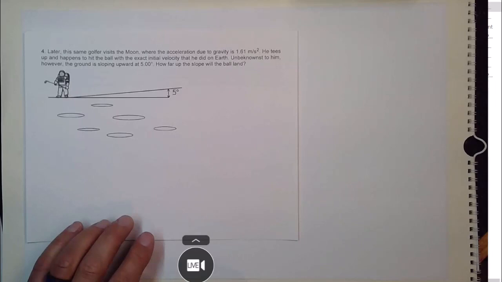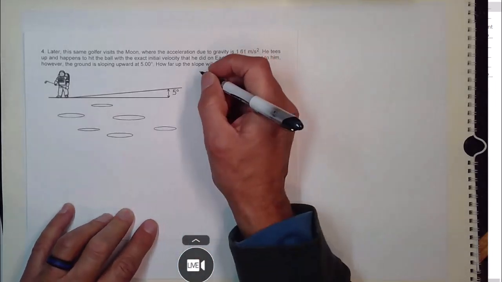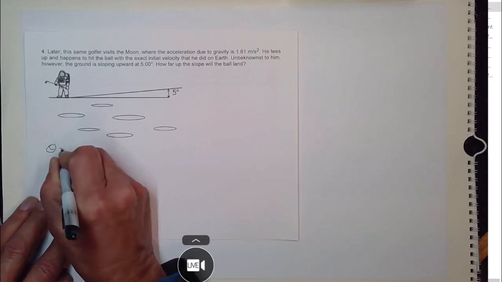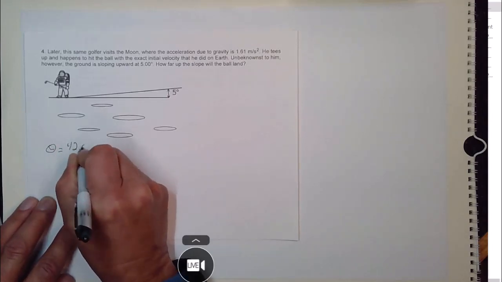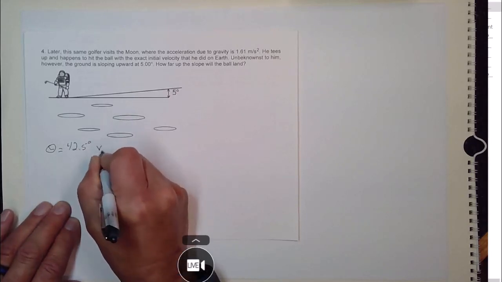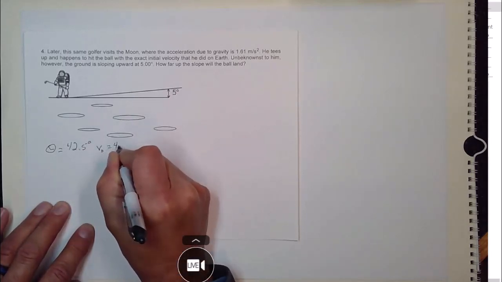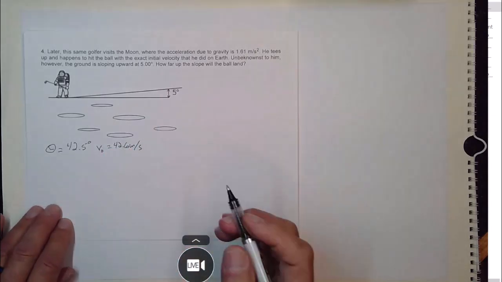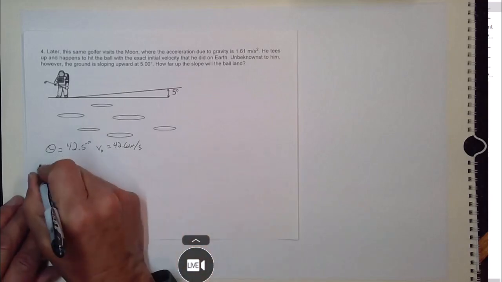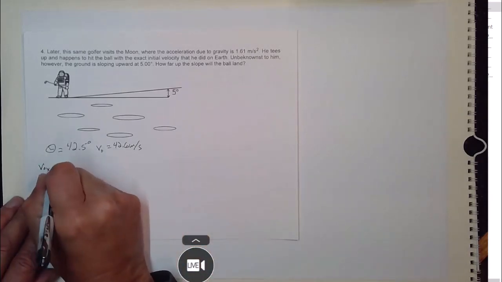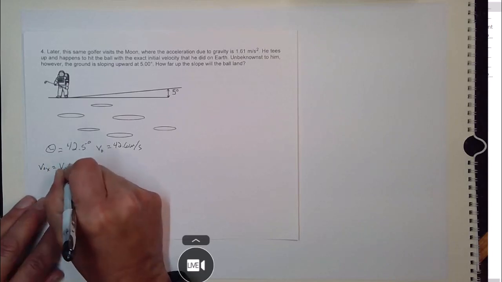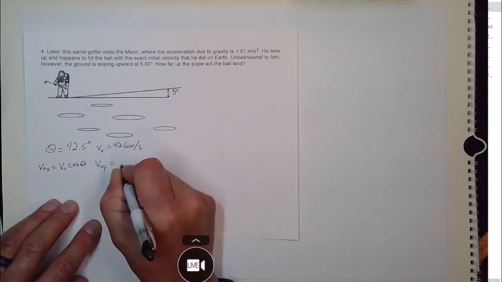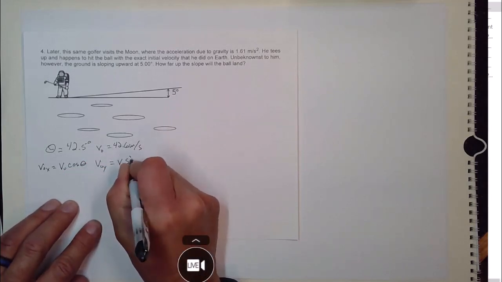We're given that it has the exact same velocity as the previous problem, so I'm going to make a note of that here. That means the launch angle theta will equal 42.5 degrees. The initial velocity will be 42.6 meters per second. And this is a projectile problem, so we can say v naught x will equal v naught cosine theta, v naught y will equal v naught sine theta.